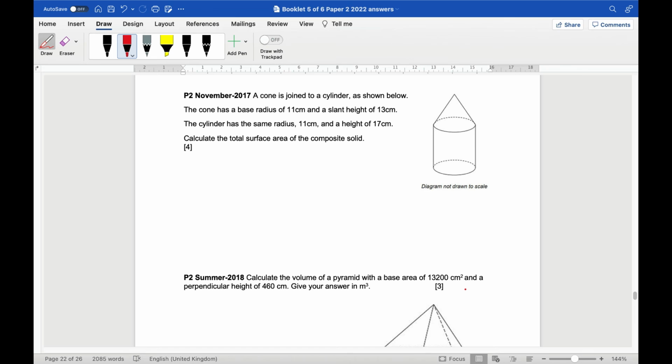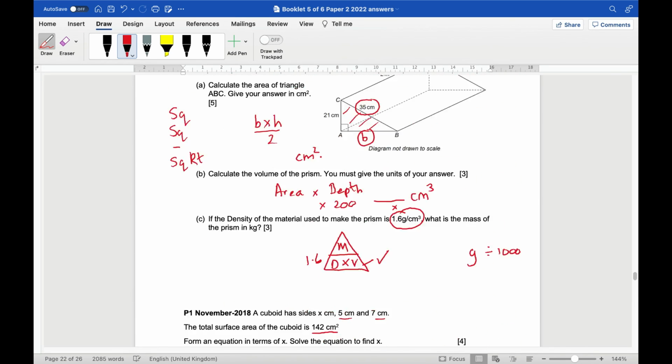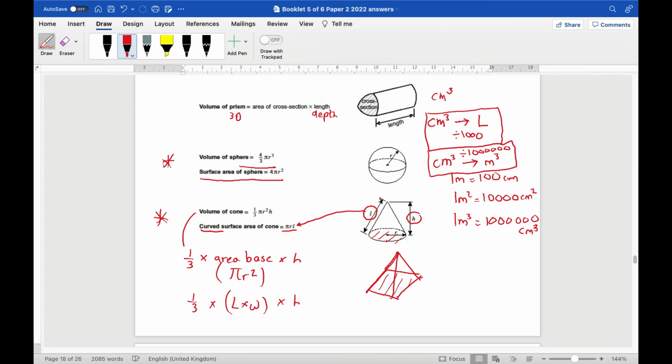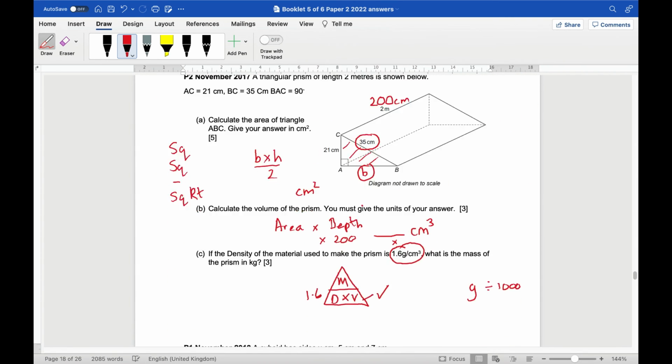Okay. A cone is joined to a cylinder, okay, and I want the surface area of the composite solid, so the full thing, right. Here, notice that circle is not part of the surface area because it cannot be seen. I can see it on the picture, but if I stuck a cone on top, it would be hidden. So all I want is the curve of the cone, which is equal to, if I scroll back up, the curve of the cone is pi r L, where L is the slant. Let's do that.